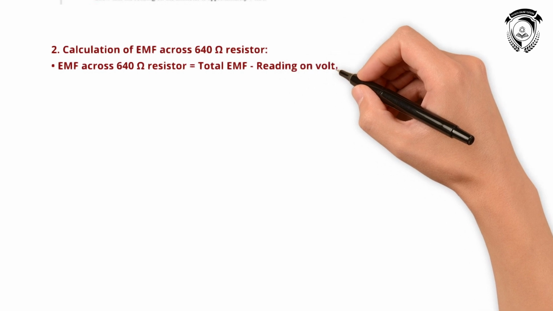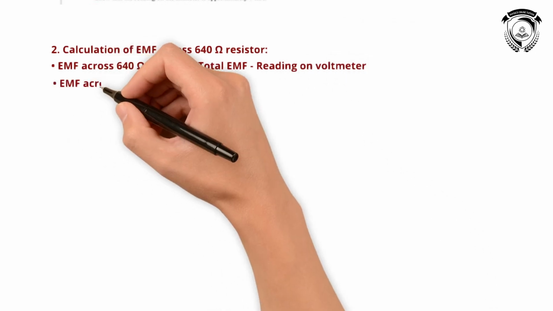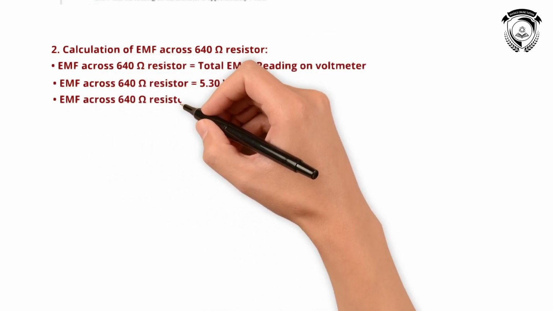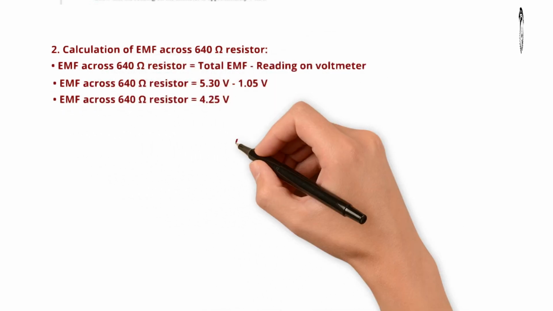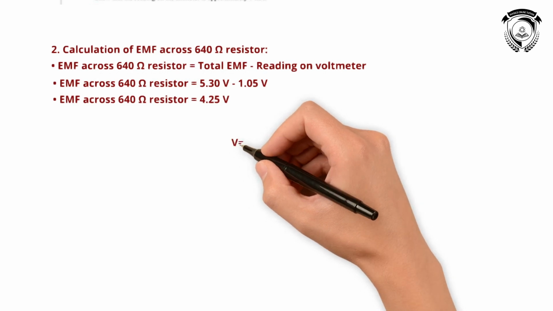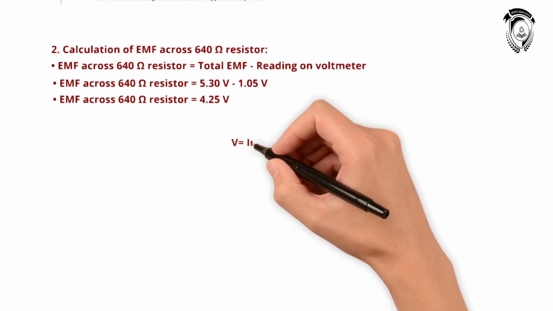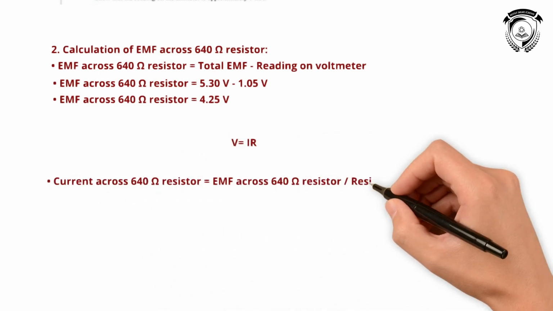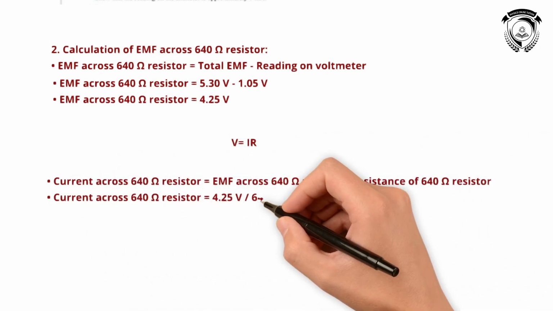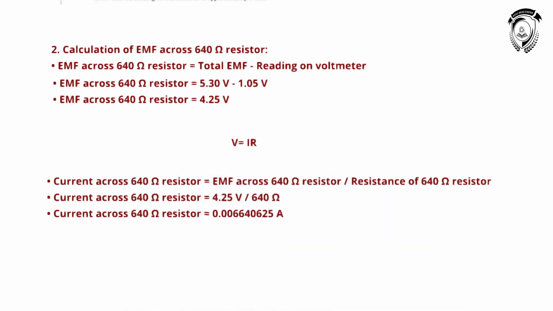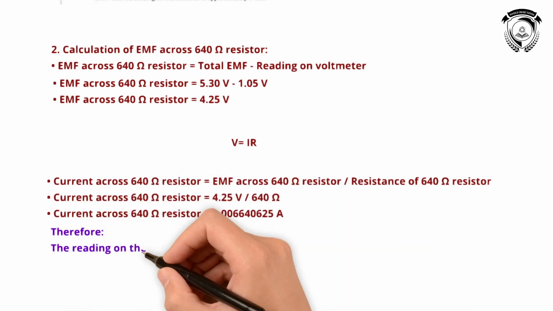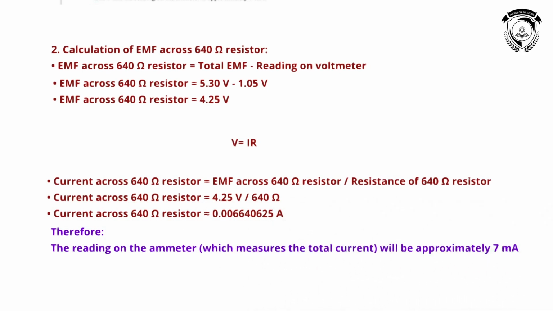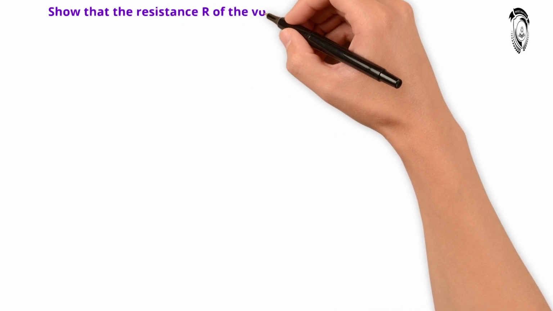So the voltage across the 640 ohm resistor is what? It's the total EMF minus the reading on the voltmeter which is across the other resistor. So 5.3 minus 1.05, that's equal to 4.25 volts. Using this formula, V is equal to IR. Current is equal to voltage divided by resistance. 4.25 divided by resistance, which is 640 ohms, and that's equal to 0.0066 amperes, and approximately that's equal to 7 milliamperes, hence shown.